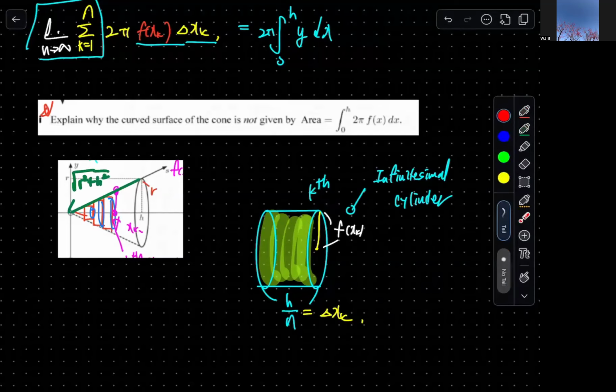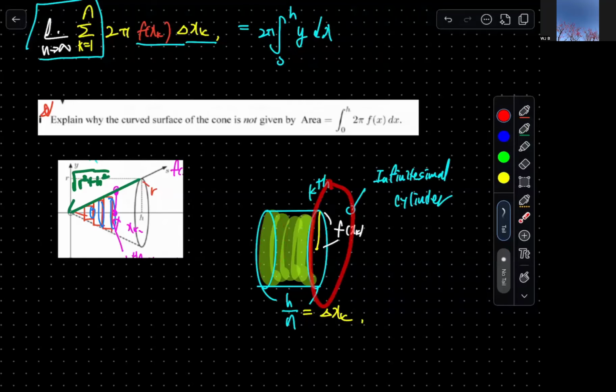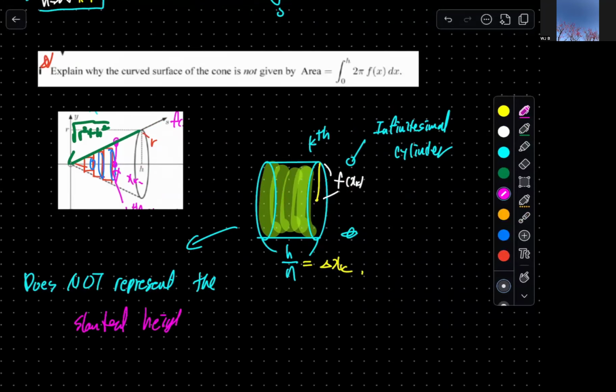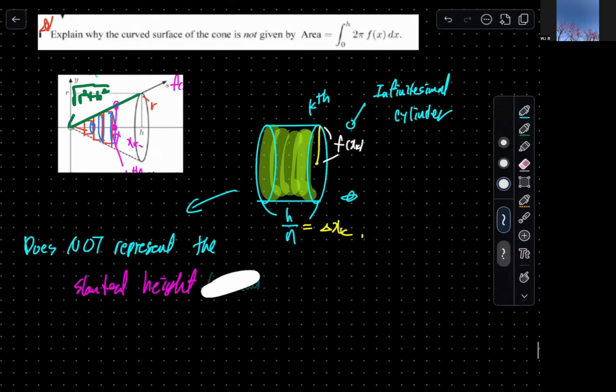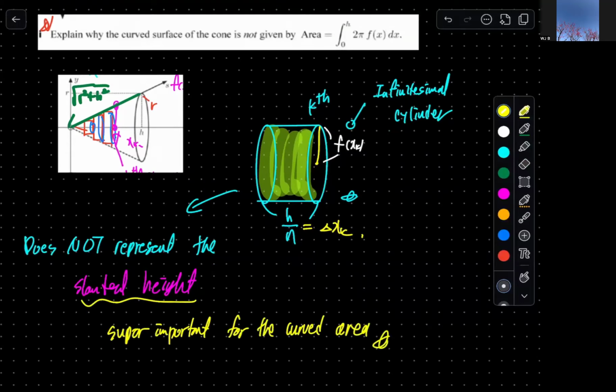However, if you add this sort of rectangular cross-sectional cylinder, if you add infinitely many of them in a very small segmentation, it would only give you the horizontal distance. It does not represent the slanted distance. So this approximation does not represent the slanted height, which is super important for the curved area of the cone. So that component is missing. Hence, we do not like it.